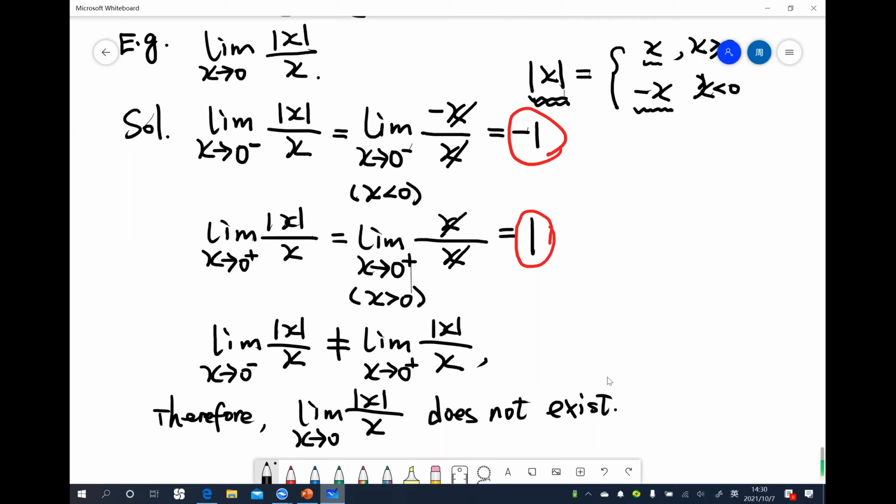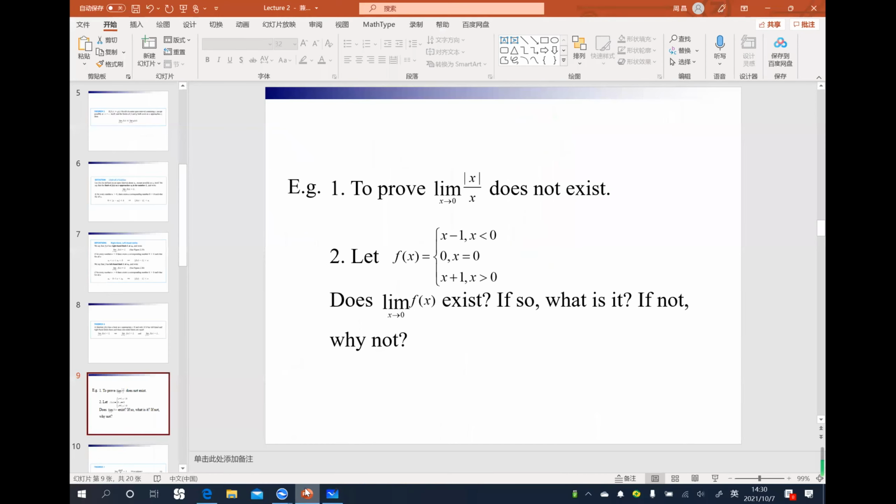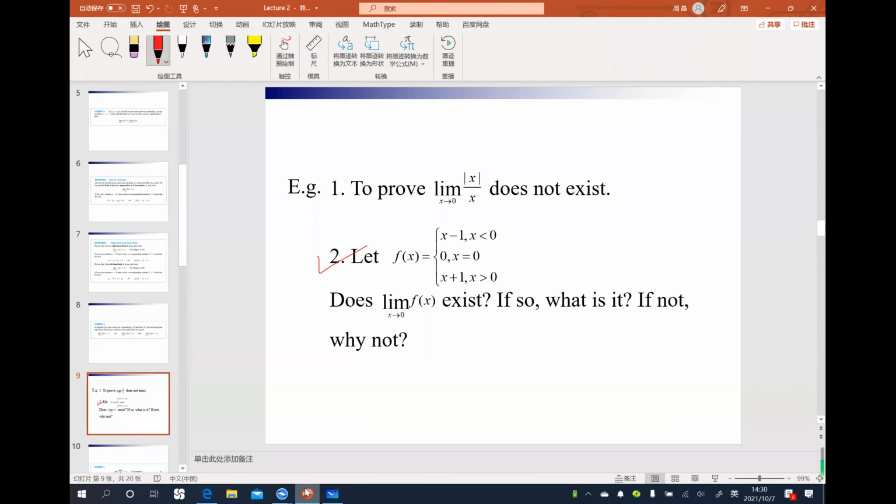So now please do the exercise by yourself. The second one. Here, I also gave you a function f of x, and that's also a piecewise defined function. So here is the question: does the limit exist? If so, calculate the limit. If not, tell me why. So practice question number 2.